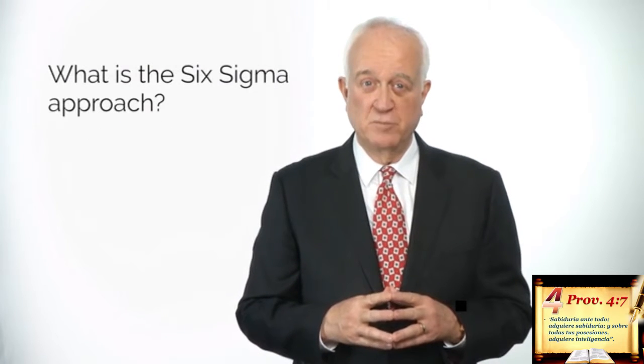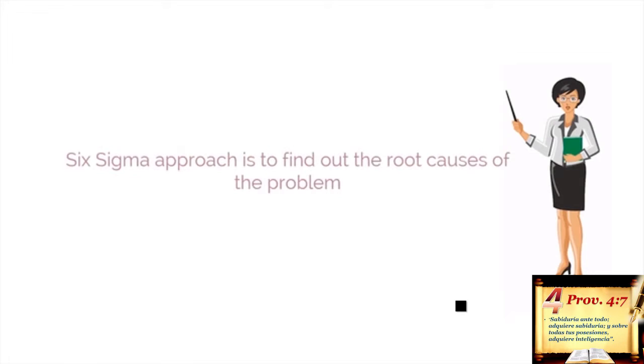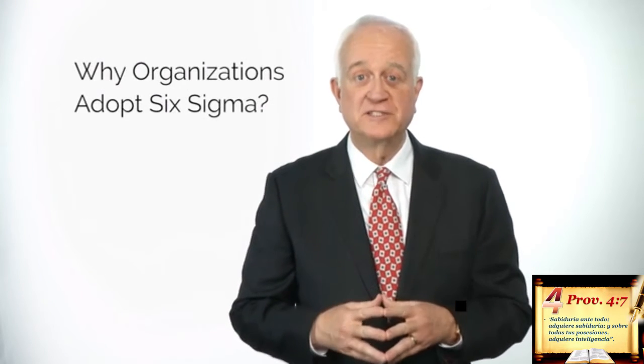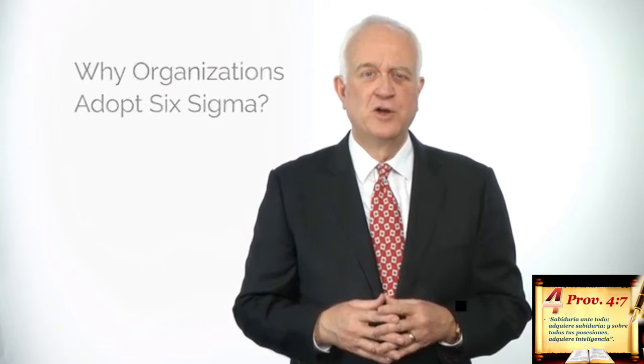So what is the Six Sigma approach? Six Sigma approach is to find out the root causes of the problem, symbolically represented by Y equals F of X. Here, Y represents the problem occurring due to causes X. Let's move on to the chapter on why organizations adopt Six Sigma.